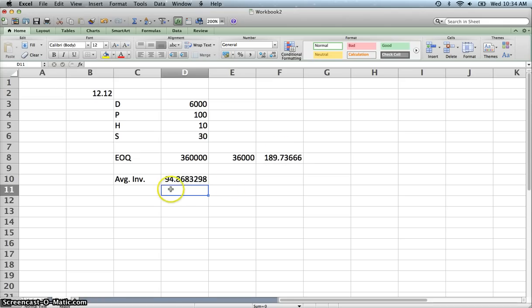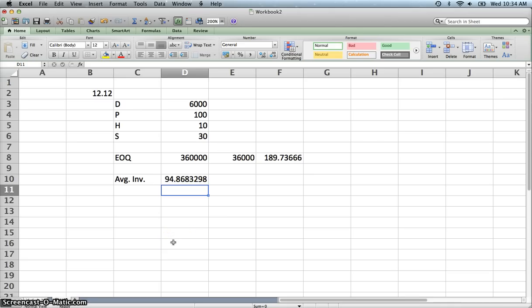So we would say that the average inventory, so between our maximum and our minimum, the highest possible is 189.73, and 0 is the minimum. The average inventory is 94.86, or 95 units of inventory. That's our average inventory. Sometimes we have more, sometimes we have less, but you simply take the economic order quantity and divide it by 2.